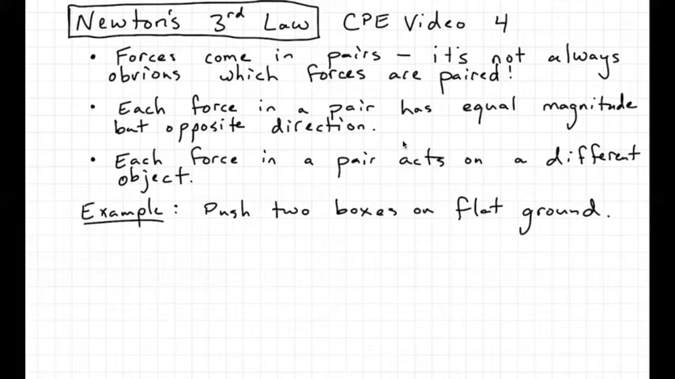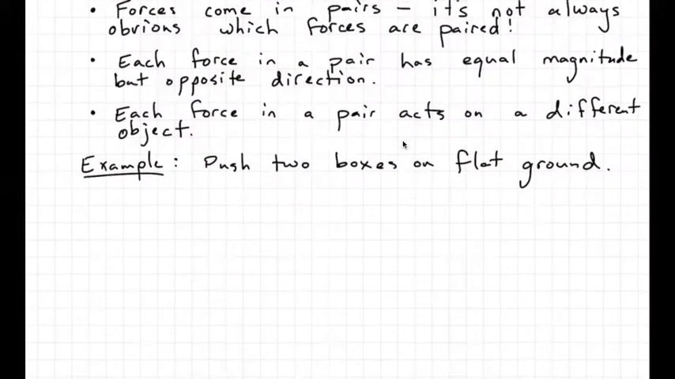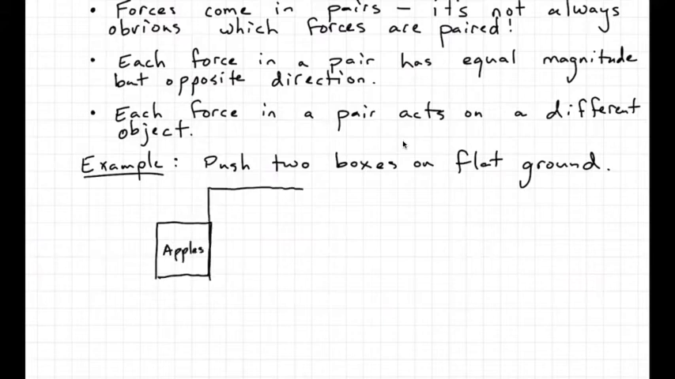Let me draw the boxes. So I'm gonna scroll down a little bit. So there's a box here. This is box A because it has apples in it. And then there's another box B, it's a bigger box. And it's box B because it has bobcats in it, obviously. Okay, and here's the floor.